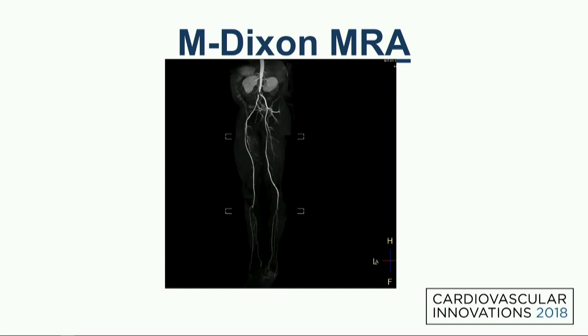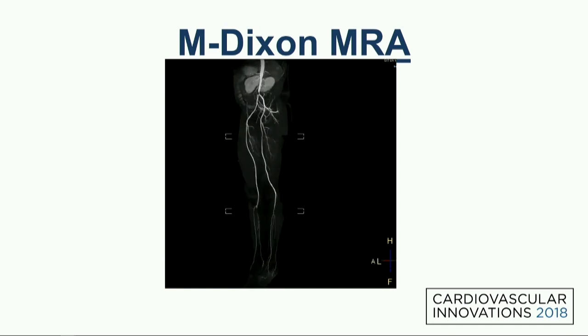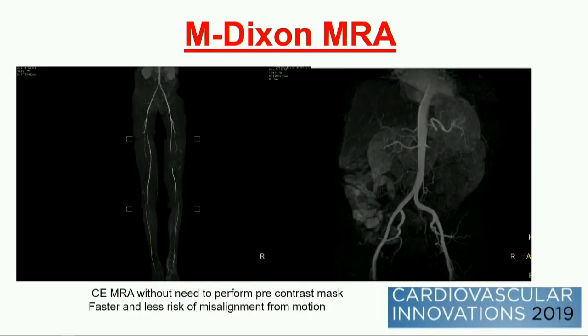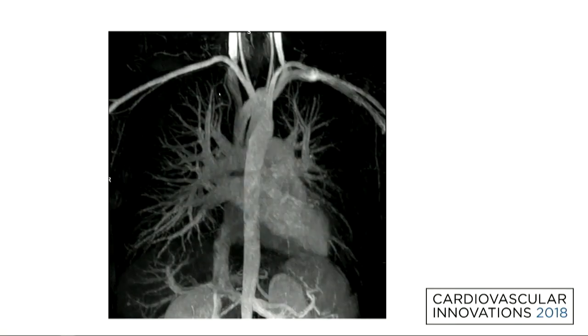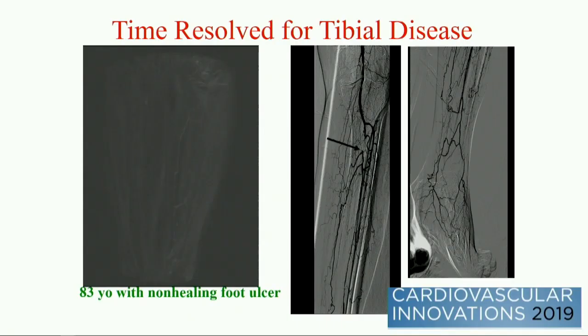New techniques now have allowed us to perform these studies faster. M-Dixon is just a type of sequence that allows us to do these images now in half the time, because we do less subtraction imaging and have less patient motion. But I think it's really important when you look at these types of time-resolved imaging, because I think this is really the crux of where we're going to go with CLI imaging.